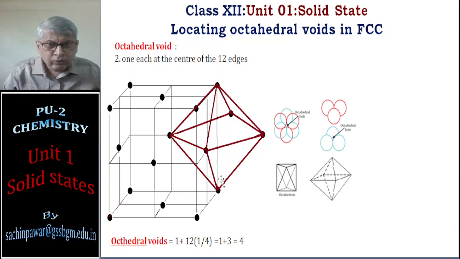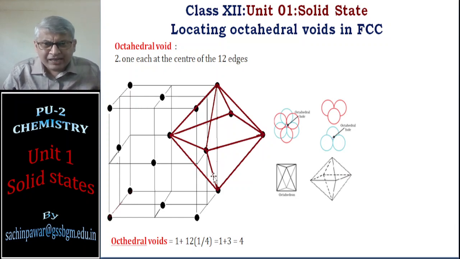is common to 4 unit cells. See, unit cell 1, unit cell 2, the backside unit cell, and the other backside unit cell. Total 4 unit cells are there. So the octahedral void on that edge is shared by 4 unit cells. So I need to divide by 4.